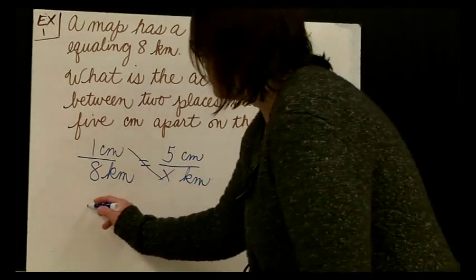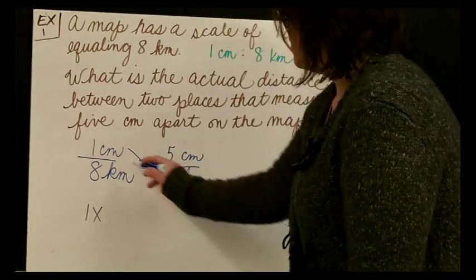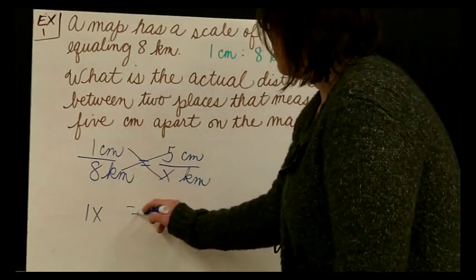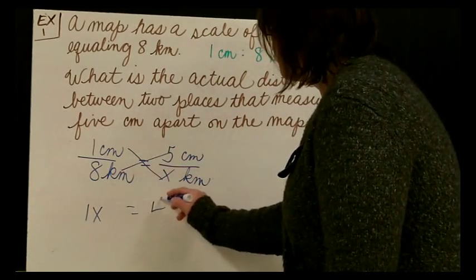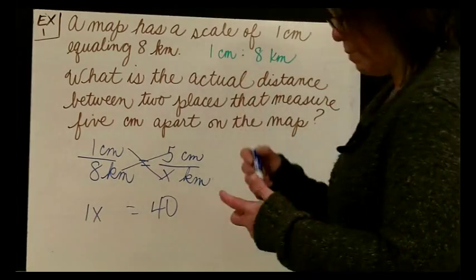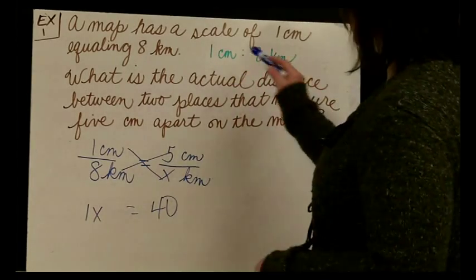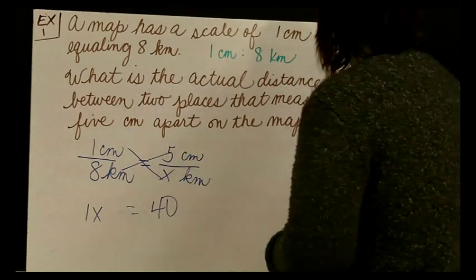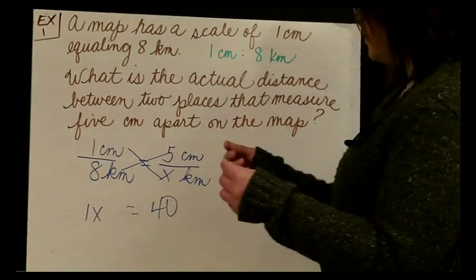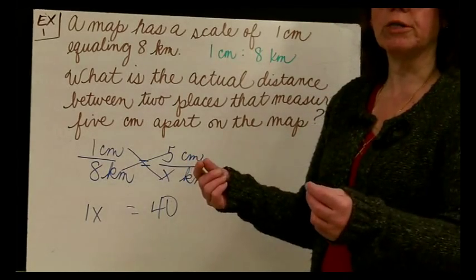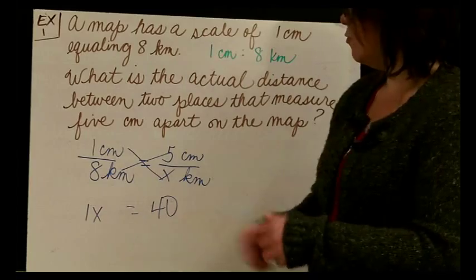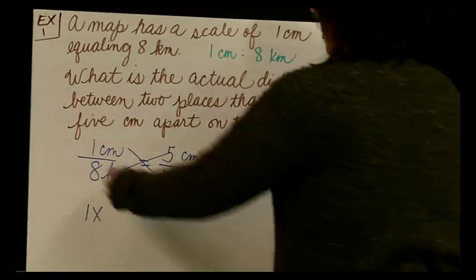1 times x is 1x. We cross simplify here. 8 times 5 is 40. So on this map, with the scale of 1 centimeter to 8 kilometers, two locations that are 5 centimeters apart on the map are actually 40 kilometers away from each other in real life.